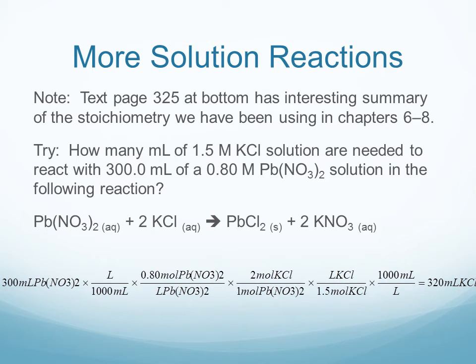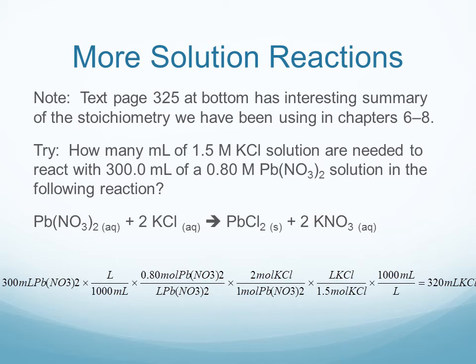So in this case, this is what you would do. You have the 300 milliliters of the lead nitrate solution. Use the second item listed to convert it to liters, and then use the concentration of solution to convert it to the moles of lead nitrate. You're going to multiply it by the moles per liter, and then you'll have moles of lead nitrate.